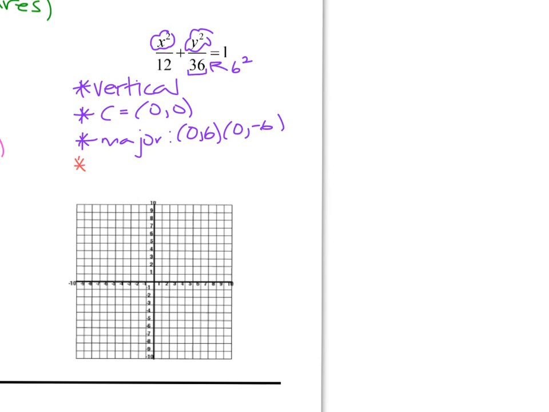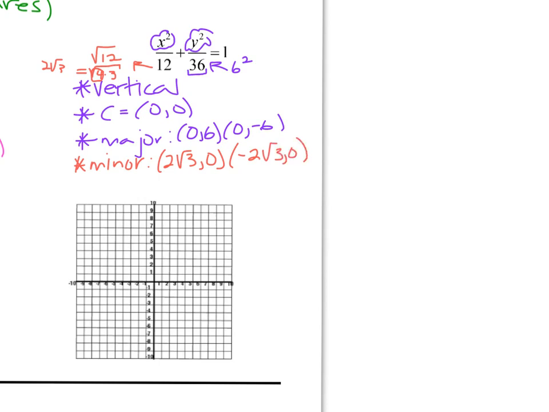To get the minor vertices, notice the number underneath x squared this time isn't a perfect square. So if we know that it's 12, we would have to take the square root of 12. The square root of 12 isn't a perfect square, but it has a perfect square factor. So we have to remember those rules from chapter 4. That breaks down into 4 times 3, and the square root of 4 is 2. The exact location would be 2 square root 3 to the right and 2 square root 3 to the left.